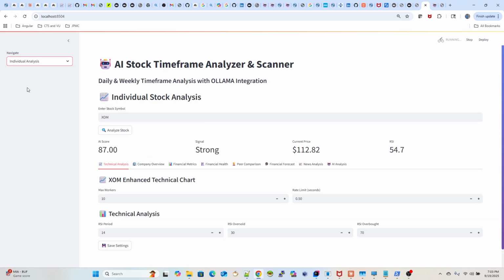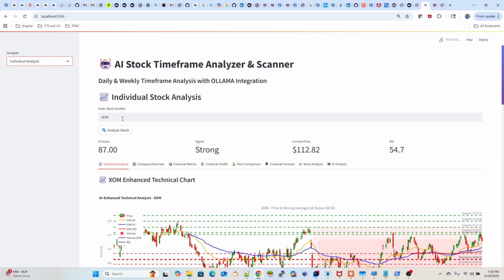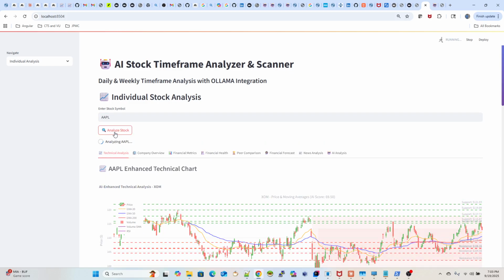So what it does, right? Whatever stock you are interested in, you can provide the ticker symbol. For example, I'm interested in Apple, so I'm just providing the Apple ticker here, and then I click on analyze. Once you click on analyze, internally it will fetch the data from Yahoo Finance, and then it will apply the set of indicators that I advised.